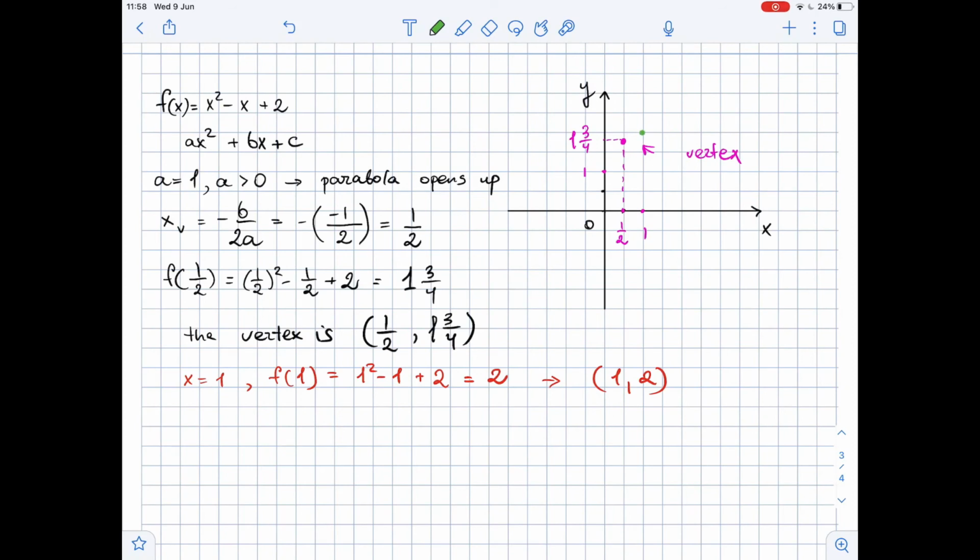Well, now let's try to find the point where x is equal to 0. If x is equal to 0, then f of 0 is equal to 0 minus 0 plus 2. This is equal to 2, so we get the point which is 0 and 2. It's right here. And now using these points we can build our parabola. So we just need to connect them smoothly. It looks something like this. Yeah, and this is our graph.